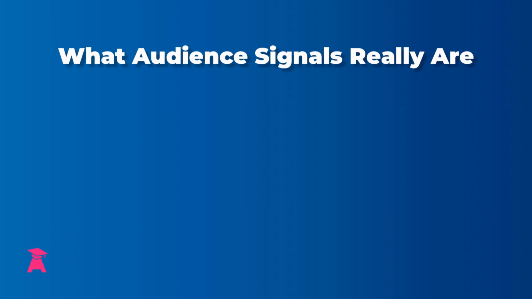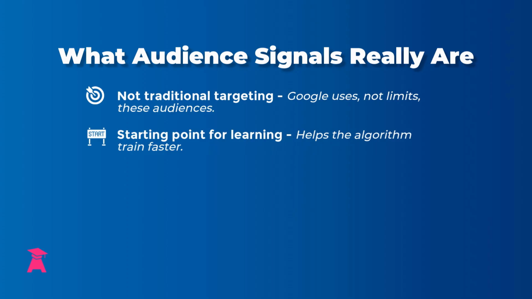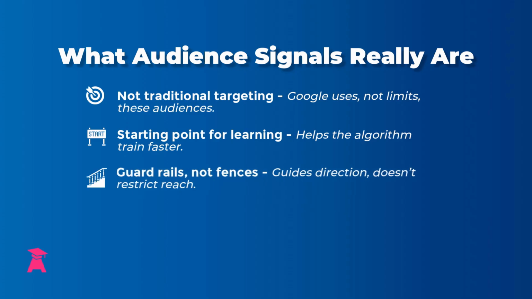So let's clear something up. Audience signals are not your traditional targeting like your other campaigns you may have running. Google doesn't show ads only to those audiences that you put in here. Instead, they're more like a starting point, a training wheel for the algorithm. Think of them like guardrails in bowling.